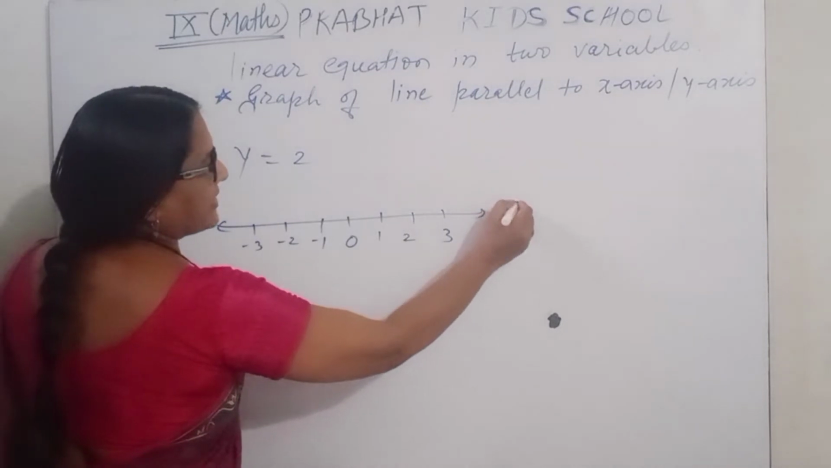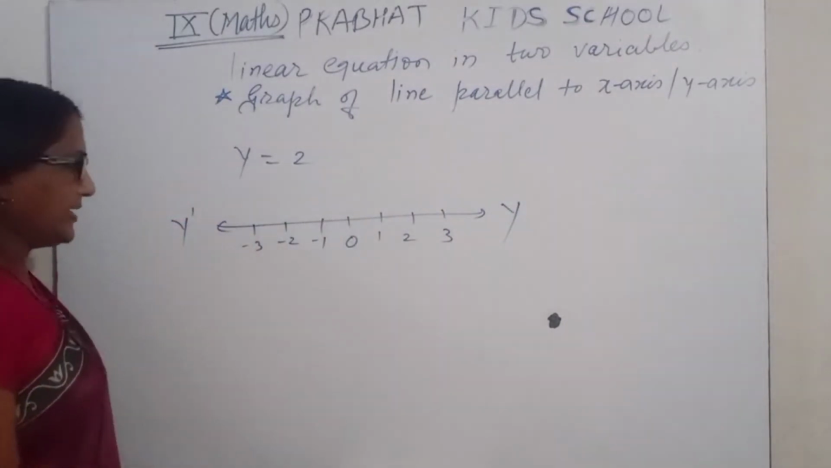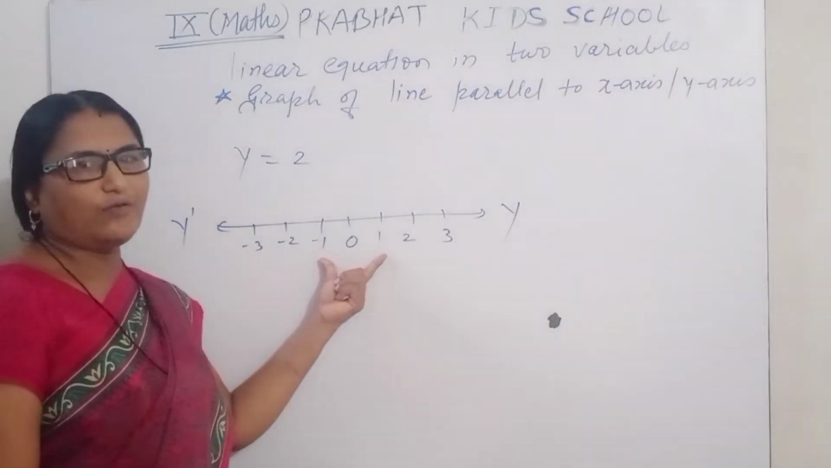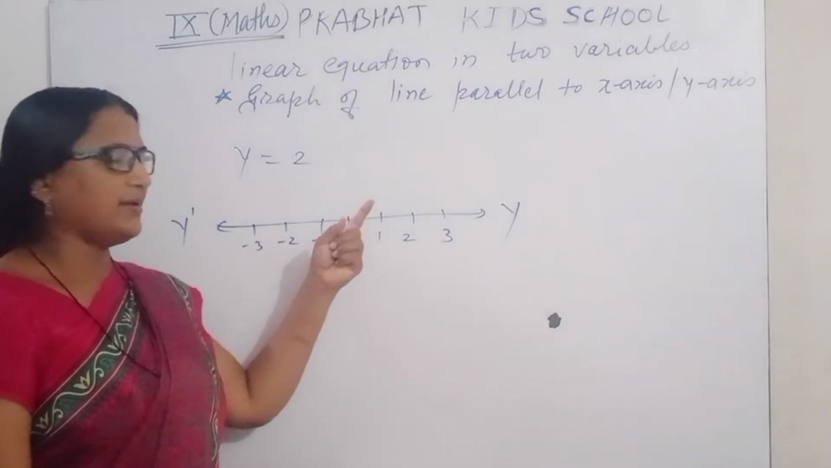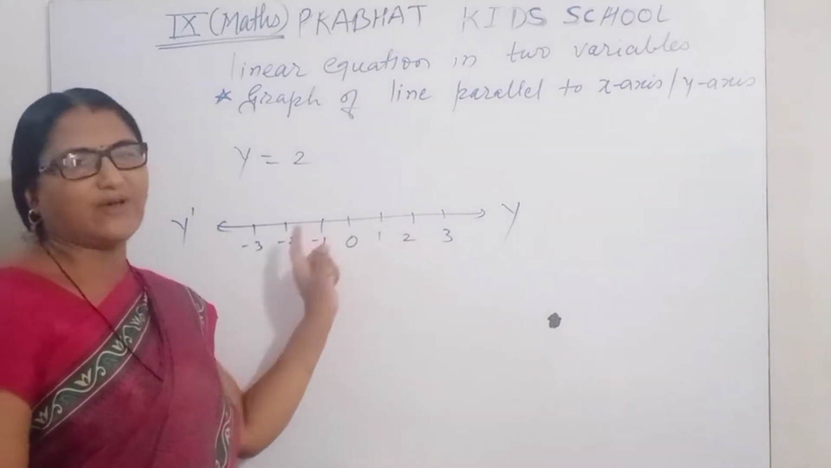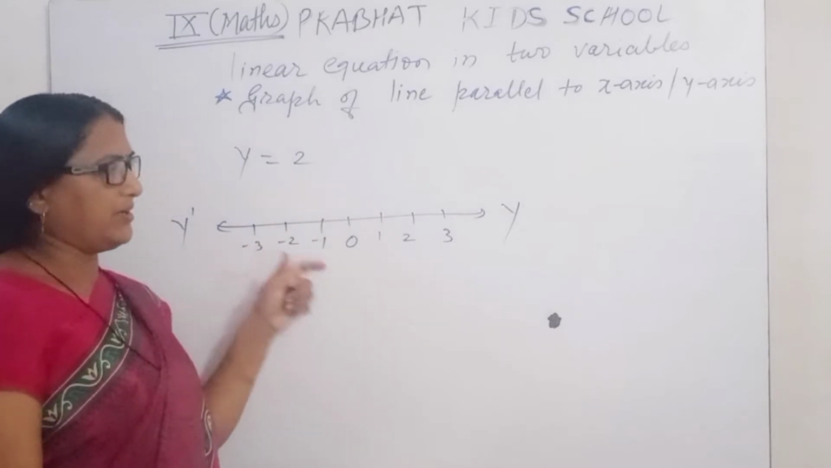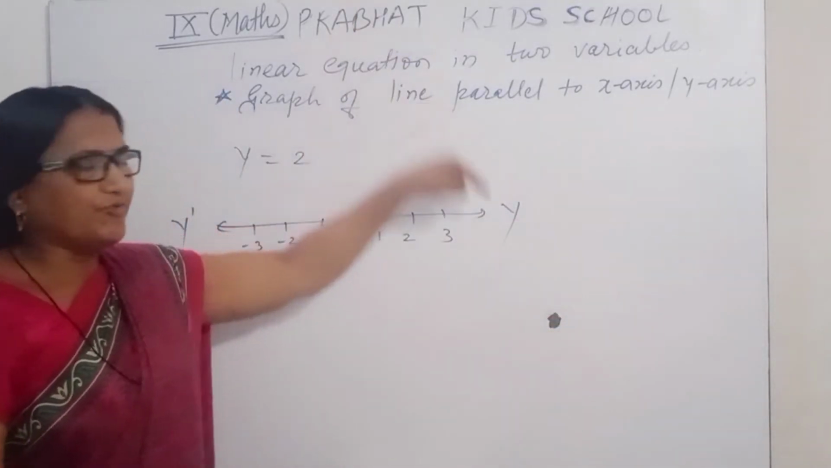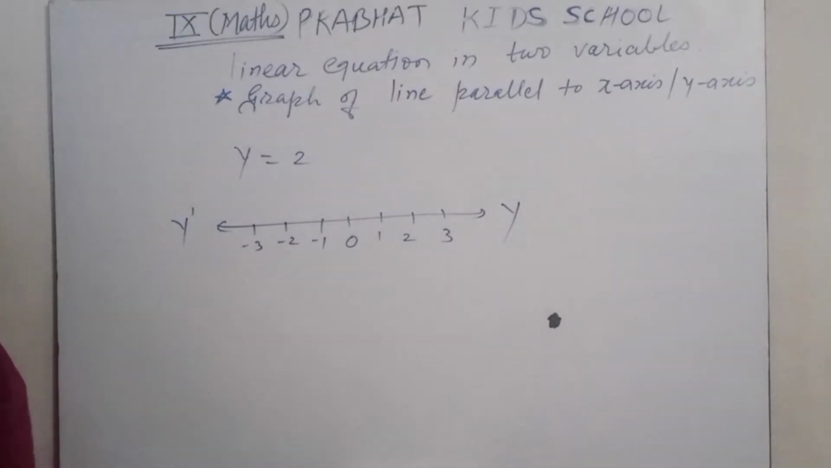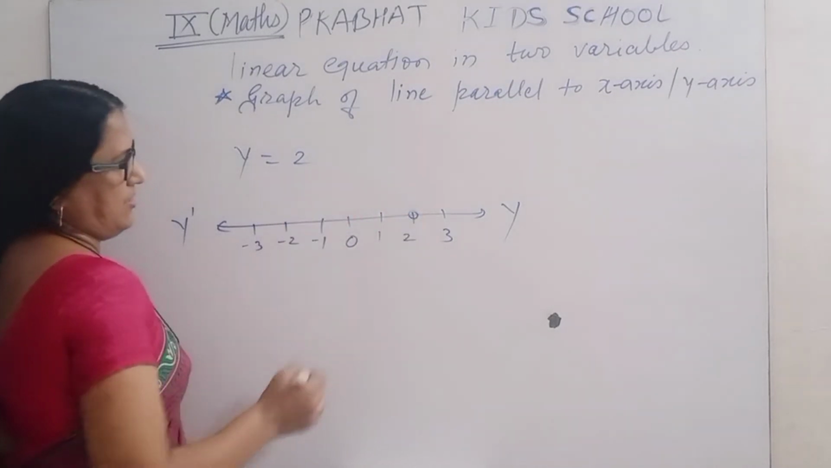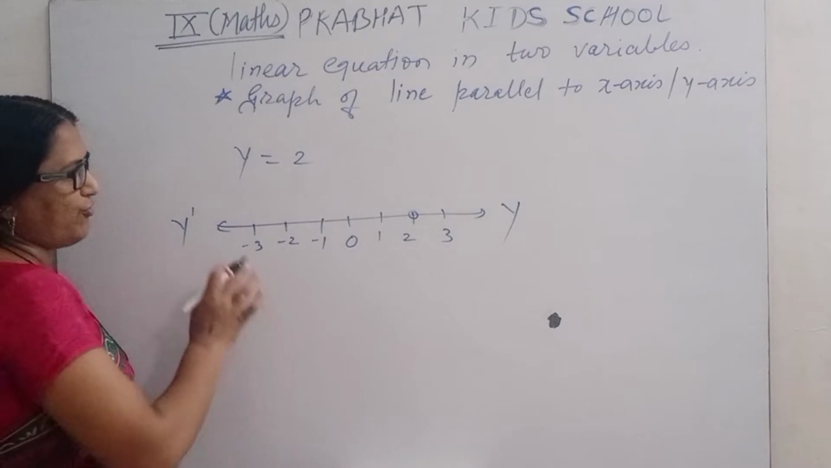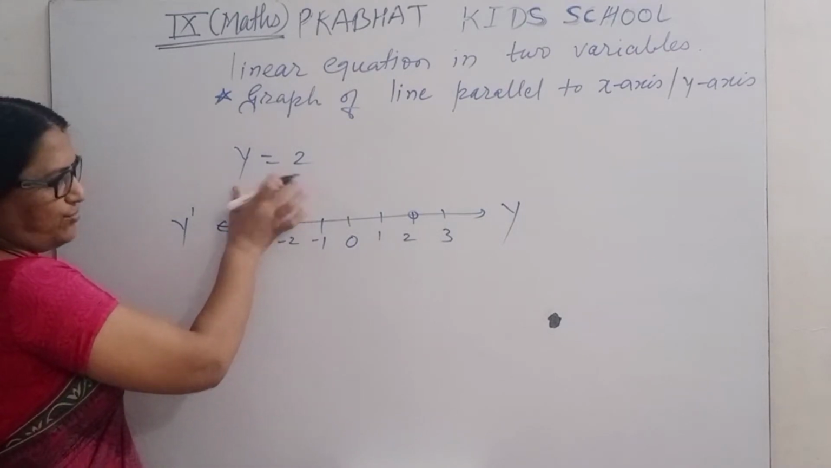Suppose the name of the line is y dash. It is not necessary. A horizontal line is always x. You can use any notation for the line, any alphabet: A, B, C, D, X, Y, Z. But on the Cartesian plane, the horizontal one is the x-axis and the vertical one is the y-axis. Clear? So where is 2? 2 is here.